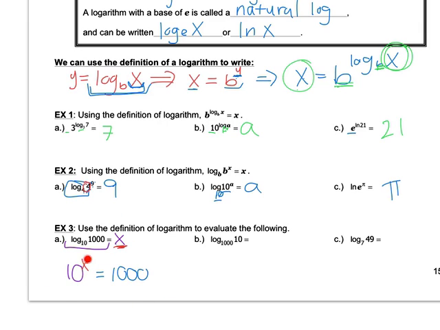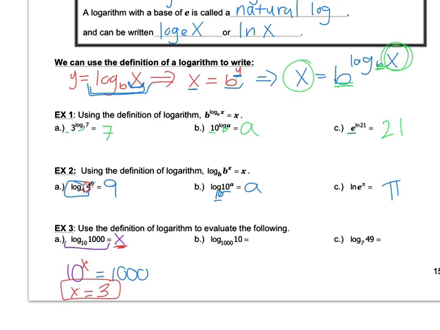So 10 to what power equals 1,000? I'm hoping you all know that 10 cubed is 1,000. 10 squared is 100, 10 cubed is 1,000. So that would mean x would have to equal 3. So let's do the same for this next one.